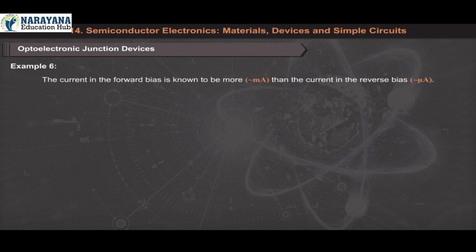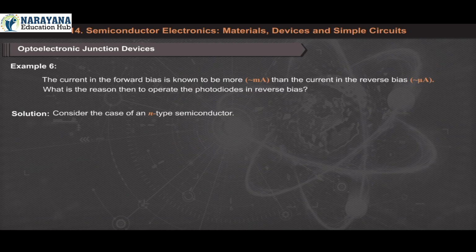Example 6. The current in the forward bias is known to be more, that is, of the order of milliampere, than the current in the reverse bias, that is, of the order of microampere. What is the reason then to operate the photodiodes in reverse bias?